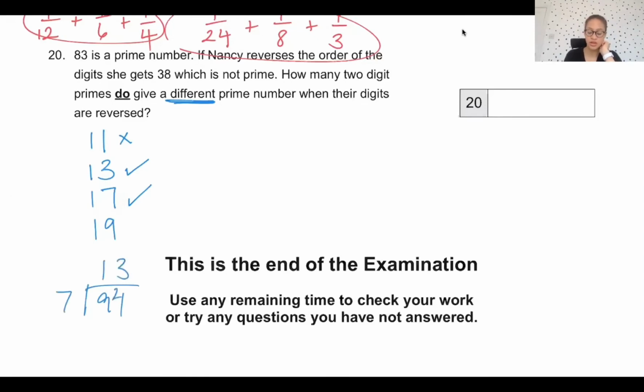It does. So 19 doesn't work for the purposes of this question. So we've only got 13 and 17 so far. Now, I'm not going to bother writing down any numbers in the 20s, because look at what happens when I reverse them.